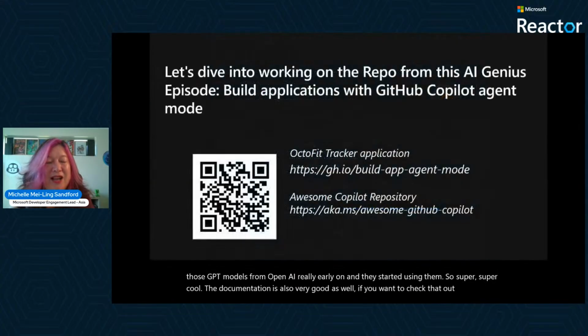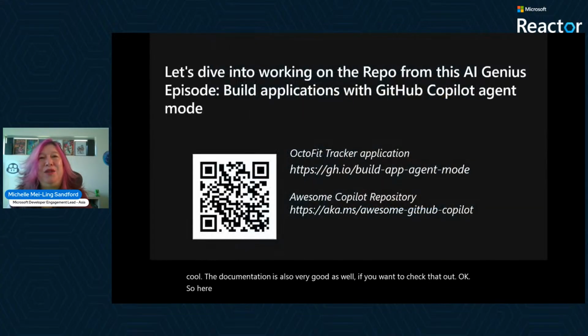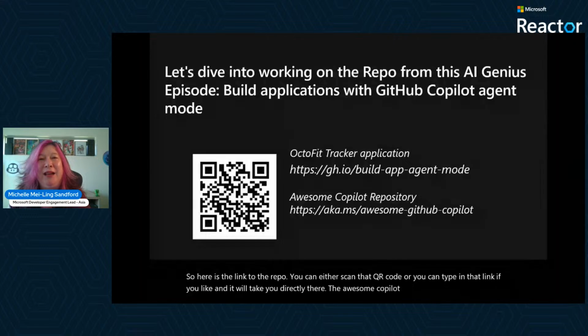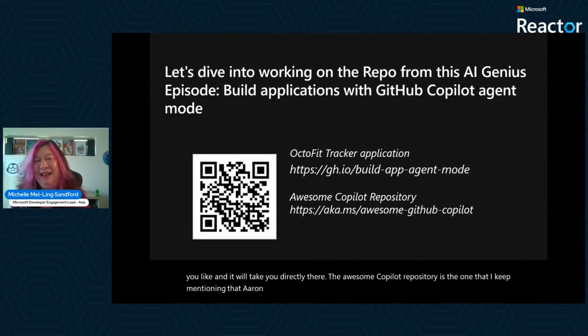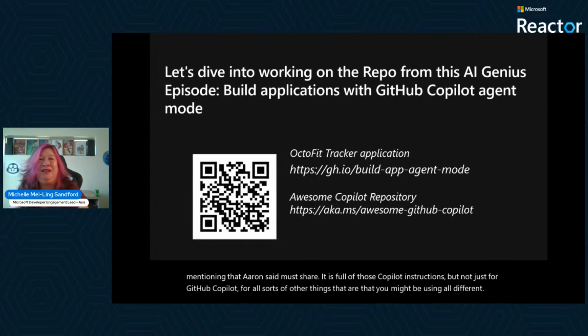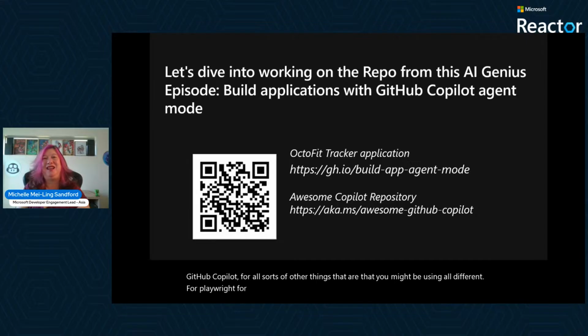Okay. So here is the link to the repo. You can either scan that QR code or you can type in that link if you like, and it will take you directly there. The awesome Copilot repository is the one that I keep mentioning that Aaron said must share. It is full of those Copilot instructions, but not just for GitHub Copilot, for all sorts of other things that you might be using, all different extensions for Playwright, for everything. It's really, really useful. I have definitely thought that and tried a couple of them.